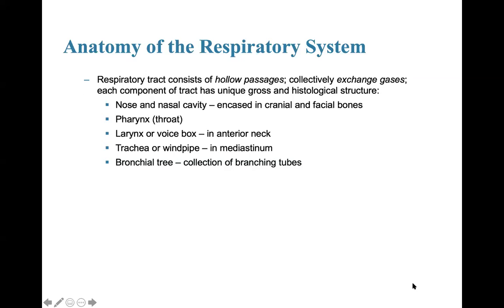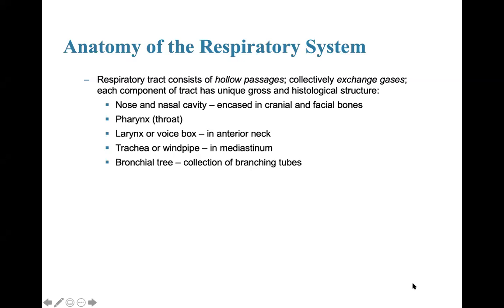Now, the respiratory tract consists of hollow passages that are collectively going to exchange gases. Each component of the tract has a unique gross and histological structure, and you're going to want to pay a little bit of attention to that. Especially when we get to the alveoli, you're really going to want to understand the actual structure of that.